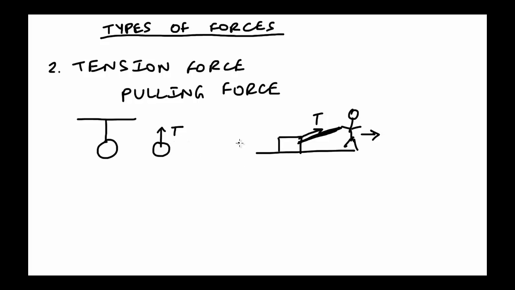So for both of these examples, the object is the ball or the box. But who is the agent? You might be tempted in this example to say that I'm the agent. After all, I'm responsible for pulling the box down the floor. But as far as the box is concerned, it's being pulled by the rope. It does not care who is on the other end of the rope.